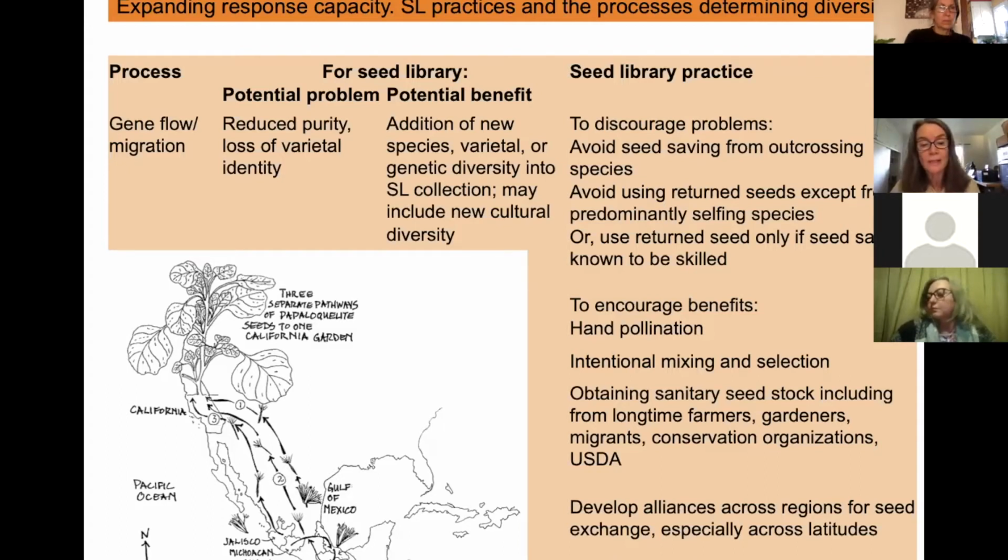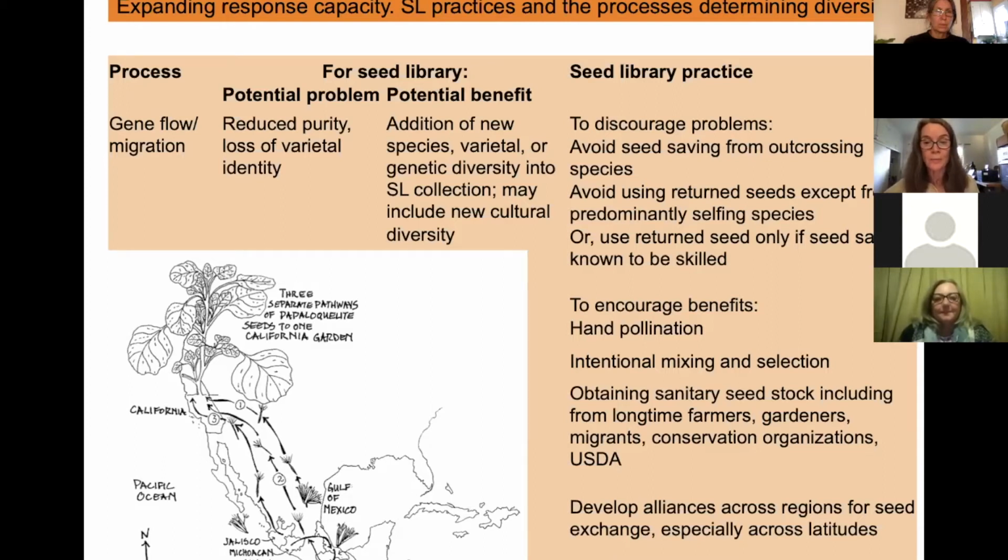A great example of this in terms of gene flow is here in California, where there are a number of heirloom bean varieties that people are interested in, but most of them are very susceptible to bean common mosaic virus, which is very widespread in California and other parts of the country.